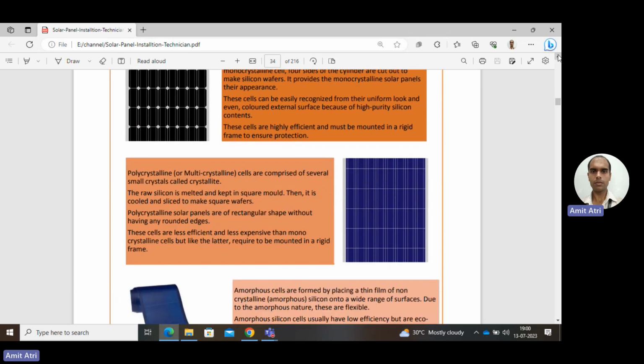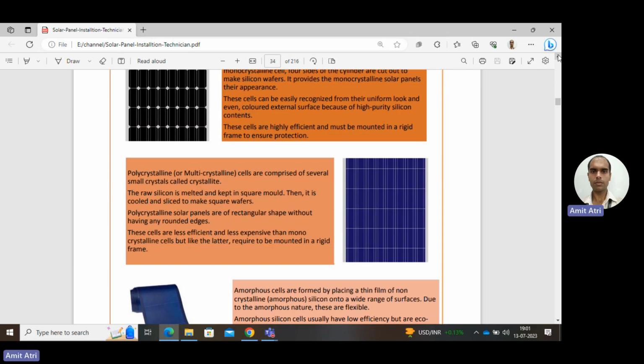Next is the polycrystalline or multicrystalline cell. They consist of several small crystals. Monocrystalline had a single crystal. Now polycrystalline cells have several crystals called crystallites. The raw silicon is melted and kept in a square mold. Then it is cooled and sliced to make square wafers. So here in the diagram, they look like square wafers. Polycrystalline solar panels are of rectangular shape without any round edges. In monocrystalline there were round edges, but in polycrystalline there are not any round edges.